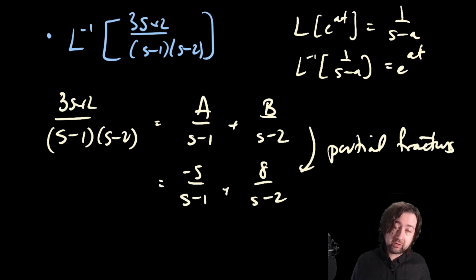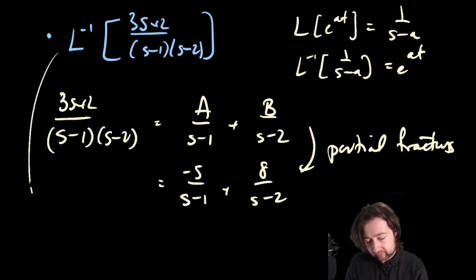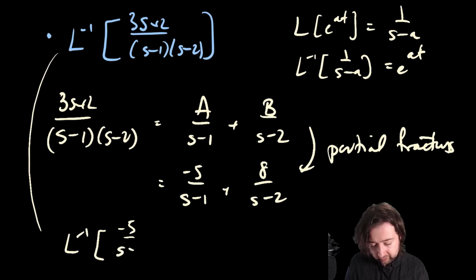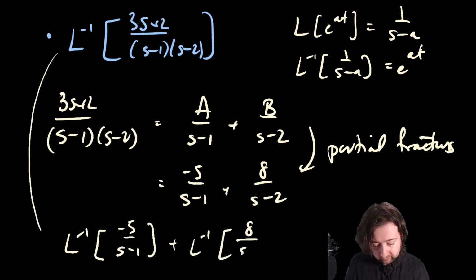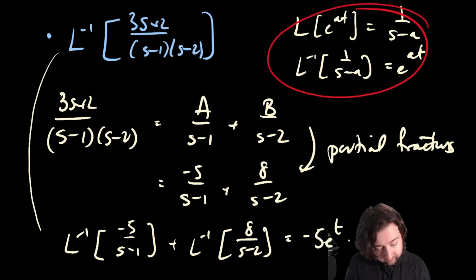But just like in integration, the partial fraction step is just a tool that you're using to get to a function that you can actually do something with. So we're going to take the inverse Laplace transform of this form of that function. So this is the inverse Laplace transform of minus 5 over s minus 1 plus the inverse Laplace transform of 8 over s minus 2. And using this formula, that means that this must be minus 5 e to the t plus 8 e to the 2t.